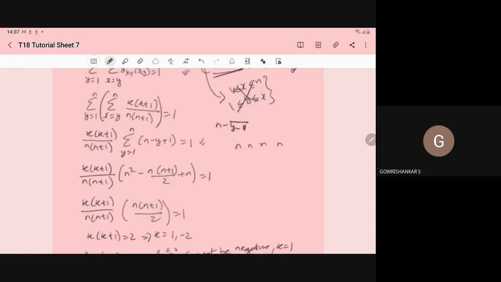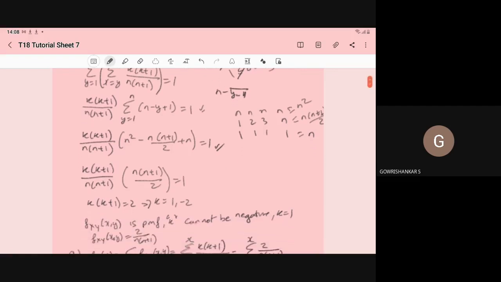Here we write the y. So the y values are 1, 2, 3, up to n. Here we write the 1, so 1, 1, 1 and 1. So the sum of this will be n square. The sum of natural numbers becomes n(n+1) upon 2, and the sum of 1, n times, will be n. So here you have n square minus n(n+1) by 2 plus n.